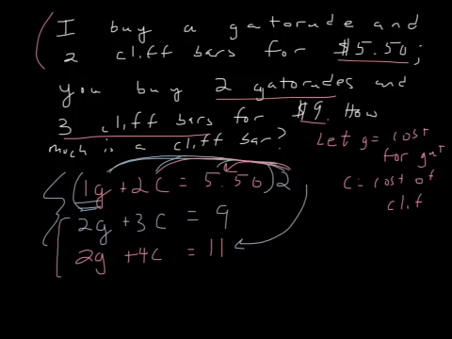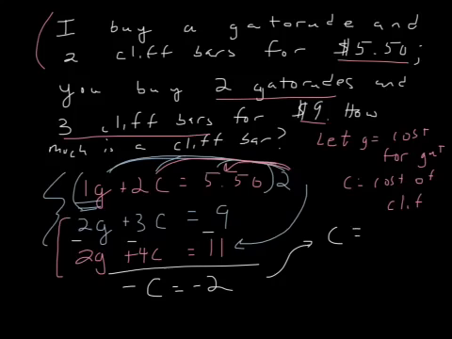And so now, here's my new system, and since both 2g's are positive, I'm going to subtract. So subtract, subtract, subtract, and I get that negative c equals negative 2, or in other words, the cost of a Cliff Bar equals 2. And that's all I need to do, because that's what it's asking for. How much is a Cliff Bar? So a Cliff Bar is $2.